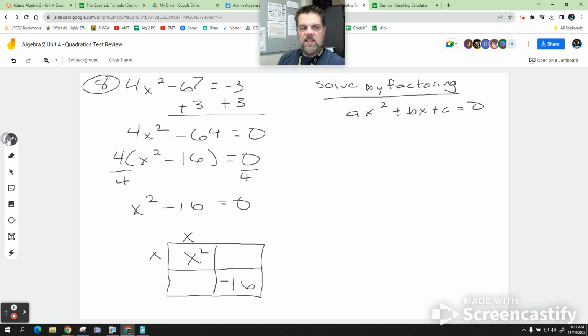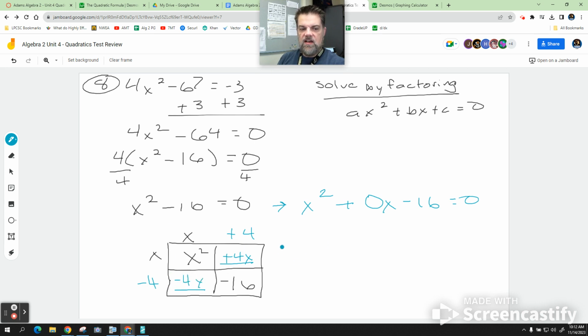Then I have to think, I need 2 numbers that when I multiply them, I get negative 16, but when I add them up, by the way, what is the b term? You have to think of this as x squared plus 0 times x. There is no x term, is there? Equals 0. So they have to add up to nothing. Well, that's easy. It's just plus 4 and minus 4. What's plus 4 times x? Positive 4x. What's negative 4 times x? Negative 4x.